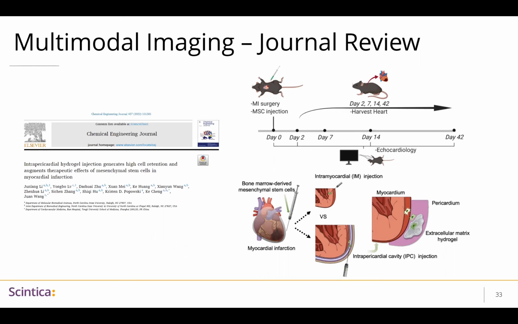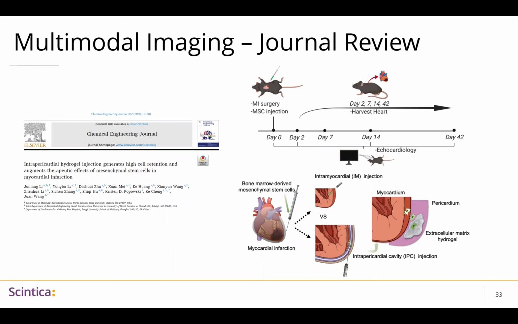And so basically what they have been finding is that there's poor engraftment of the cells into the area of injury, and they wanted to come up with an injection route and possibly a matrix with hydrogels that would help those cells to be retained better. So in this study, the group was comparing intramyocardial injection with intrapericardial cavity injection of stem cells in a hydrogel.